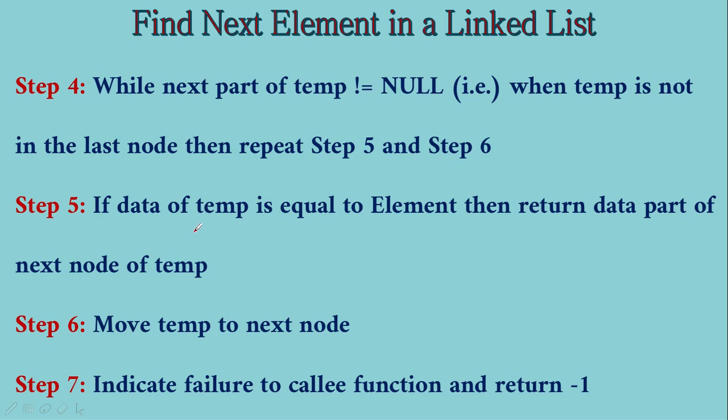In step 5, you will be checking if the data part of the temp is equal to the element, then you will be returning the data part of the next node. Otherwise, you will be moving the temp to the next node. If you are out of the loop, then you can understand that you haven't found the element, right? In that case, you will return -1 and indicate the failure to the callee function.